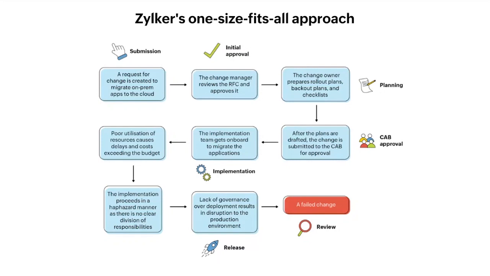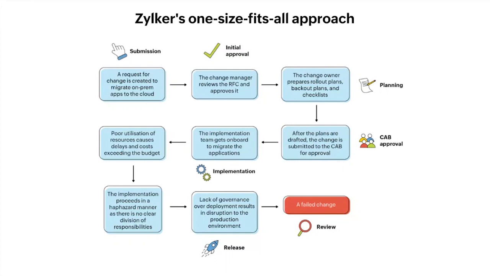So it starts off with the submission stage where a request for change is created to migrate their applications to the cloud. Next on, it goes to the approval stage where the change manager reviews the request for change and then approves it. Once it's approved, it goes on to the planning stage. Over here, our change owner is going to prepare all the different plans like our rollout plan, the backout plan, and the checklist.